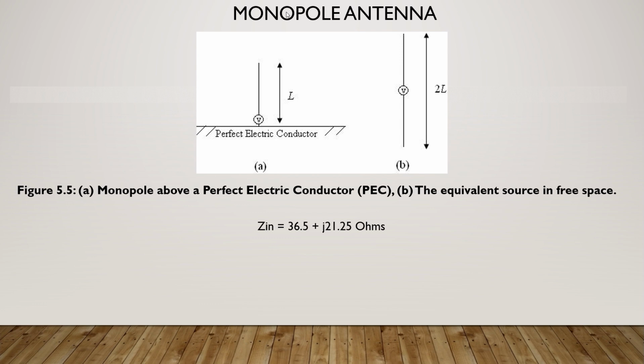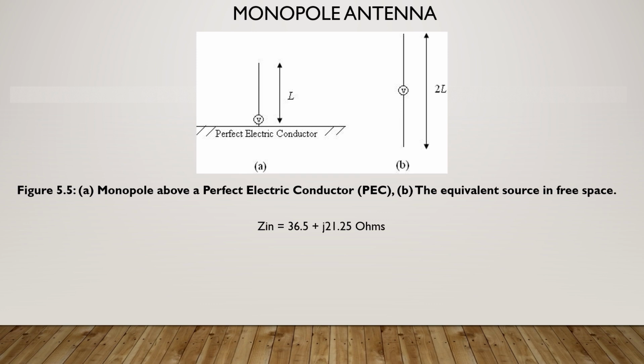Using image theory, the field above the ground plane can be found by using the equivalent source in free space as shown in figure 5.5b. This is simply a dipole antenna of twice the length. The fields above the ground plane in figure 5.5a are identical to the fields in figure 5.5b. The monopole antenna fields below the ground plane in figure 5.5a are 0.